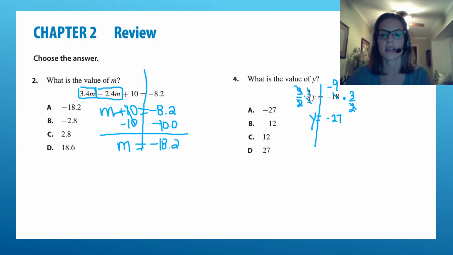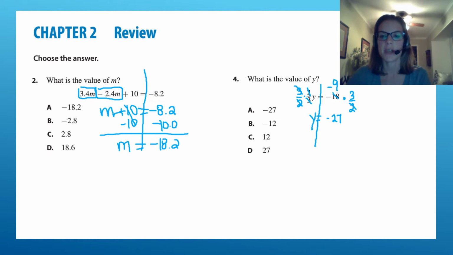How can I get rid of that 2? I can divide by 2 on the bottom to cancel that out. And I know that that is multiplying by a reciprocal. So I am going to do the same thing on the other side of the river so that I keep everything equal. So I multiplied by 3 over 2, so I'm going to multiply by 3 over 2 here. That is going to give me y equals negative 18 times 3 over 2.